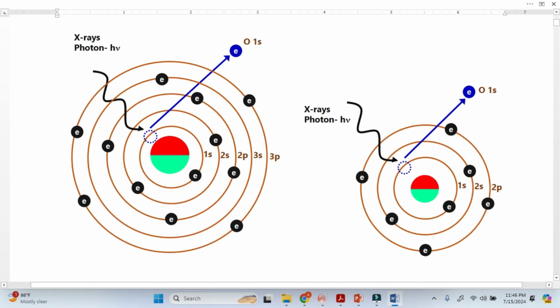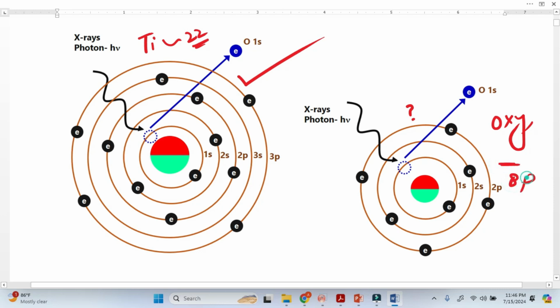If you compare these two atoms, it is clear that this is a bigger atom than this one here. Let's suppose this is oxygen here, and let's suppose this is titanium or zinc or something. So this contains 22 protons in the nucleus, and this contains only 8 protons in the nucleus.